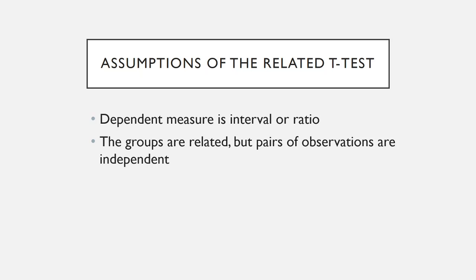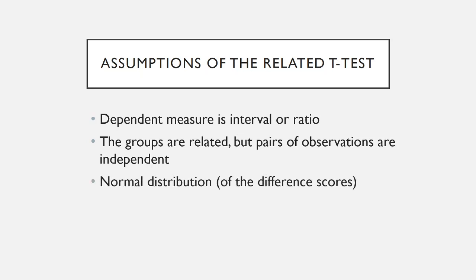If you're talking a related groups design, like a spousal pairing study, the groups are related, but the pairs of observations should be independent. So all of the various spousal groups should be independent of one another. The outcome on the scores should be relatively normally distributed, and the difference scores, the differences between your meaningful pairs, should be relatively normally distributed.